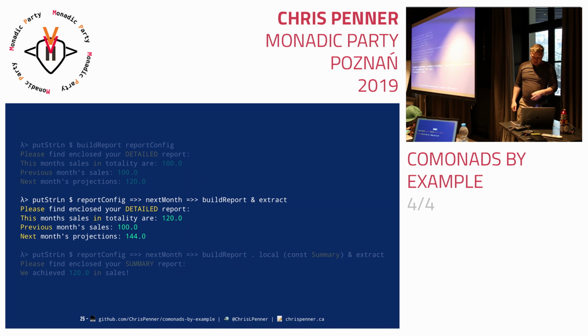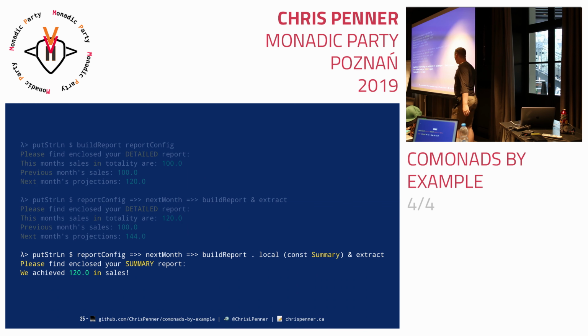Now, we're using this inline local here. We're saying, given a report config, change it to look at next month's reports. Then I want to build a report as though it were a summary report. So we're changing the environment. We're swapping it out during our pipeline and saying, actually, I want a summary report, build that report, and then extract it. So now it did this very simple summary report for next month.